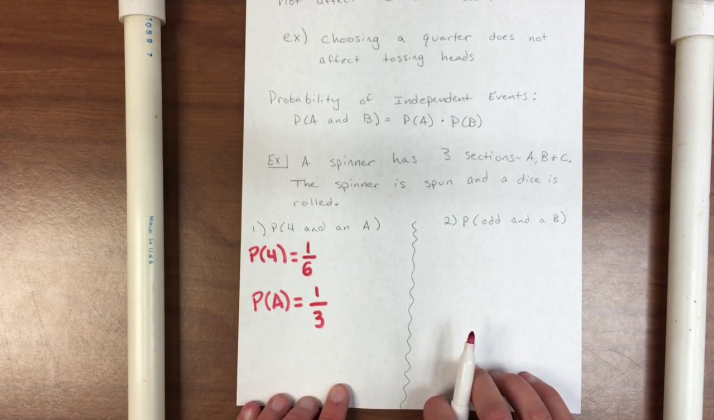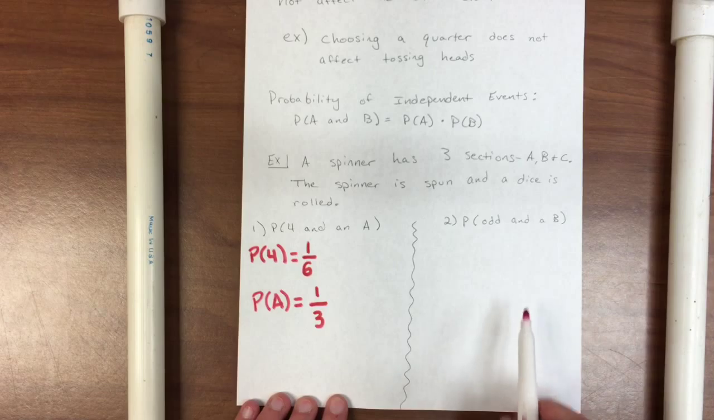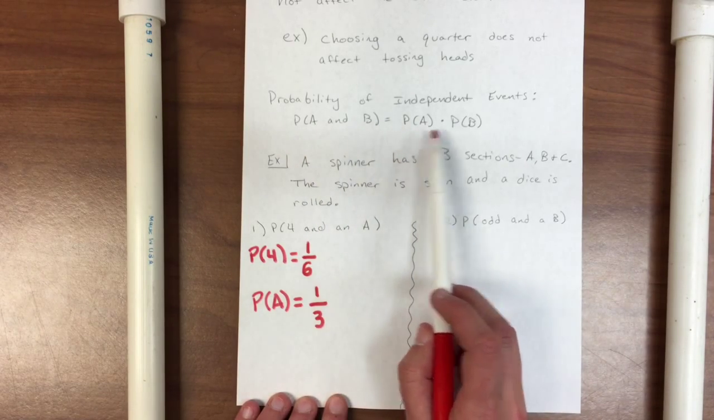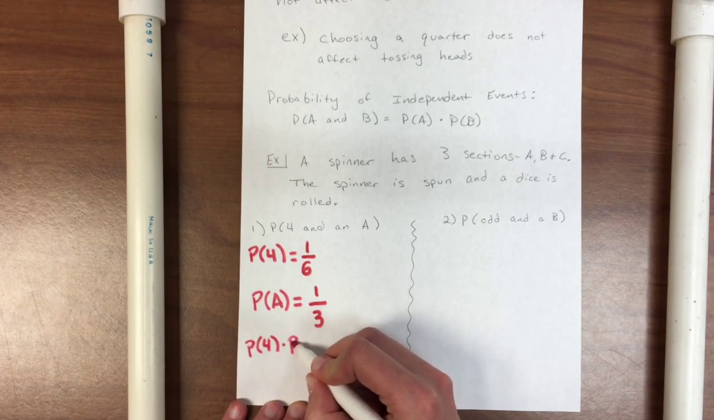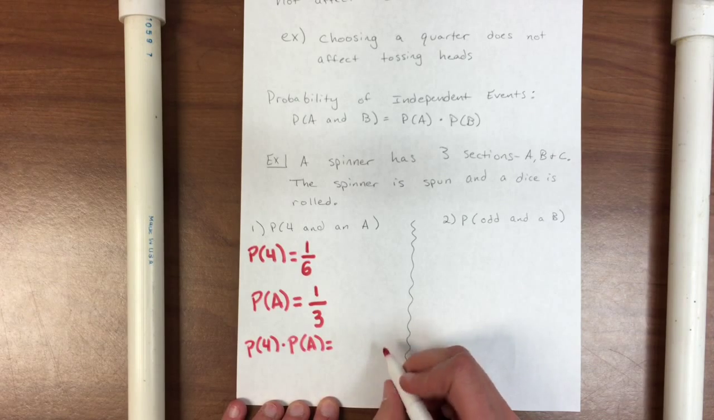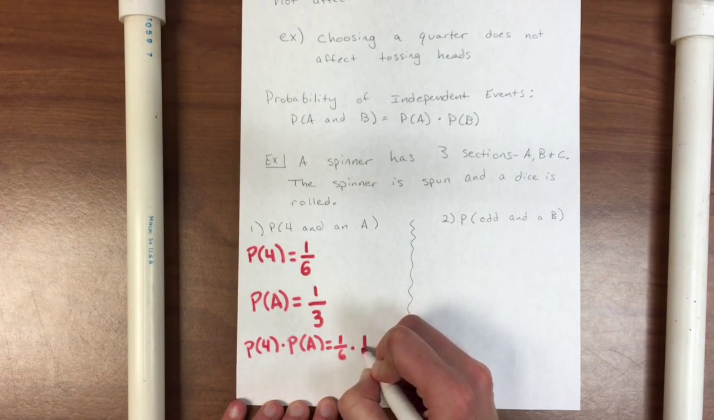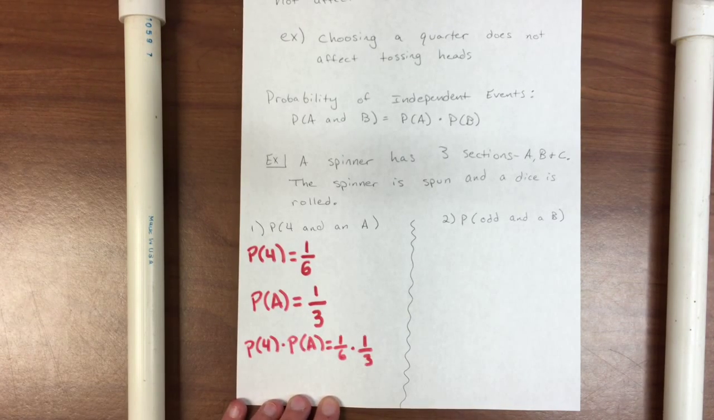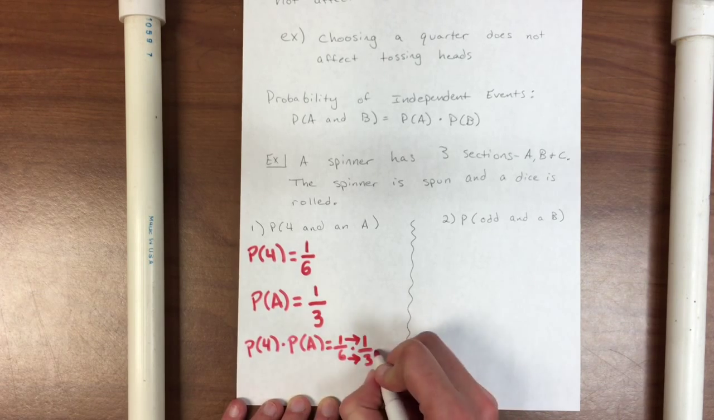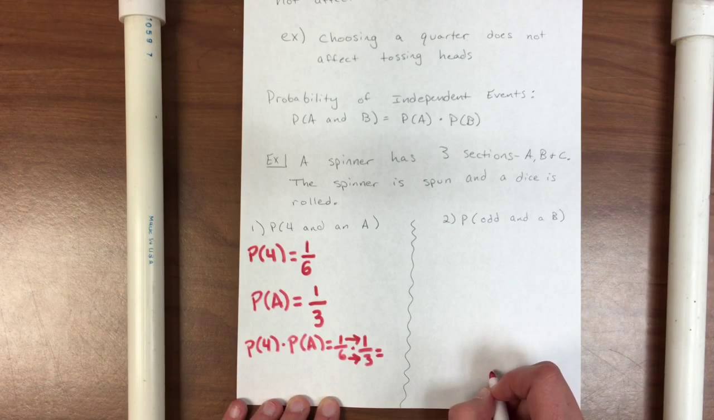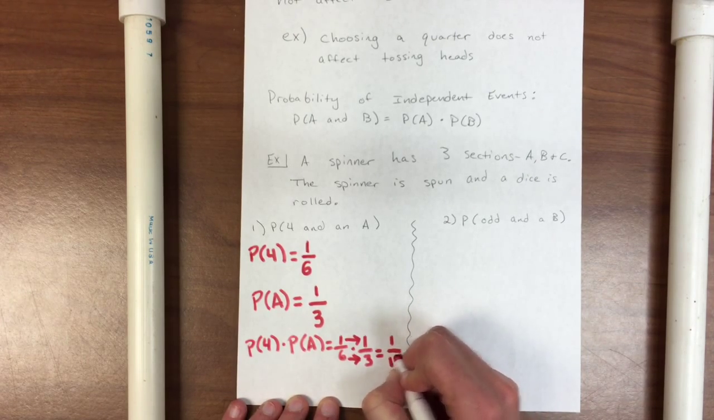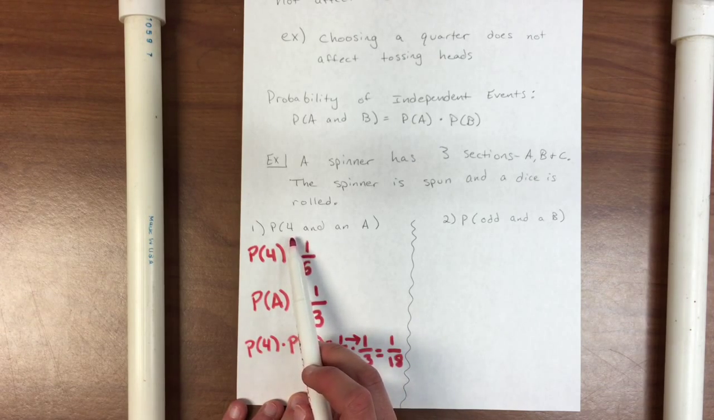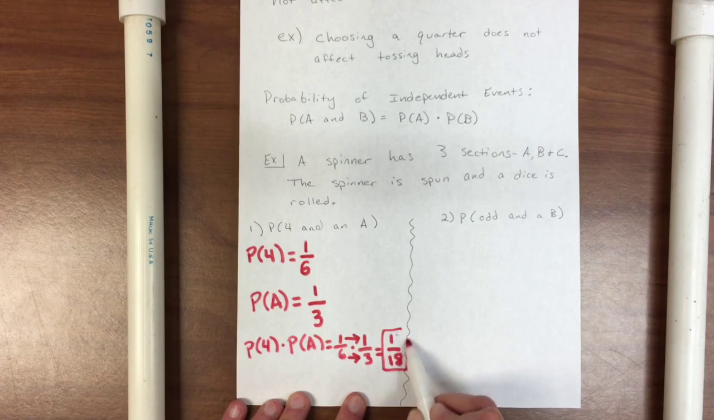So we have our two events. Now what do we need to go back and do? Well, looking at our equation, we want the probability of the two events. We have both of them, so we need to multiply them together. So we're going to have probability of 4 times the probability of A. So the probability of 4 was 1 over 6 times the probability of A was 1 over 3. So we're multiplying fractions. We need to go straight across the top and straight across the bottom. So on the top, 1 times 1 is what? 1. And on the bottom, 6 times 3 is what? 18. So our probability of rolling a 4 and spinning an A is 1 out of 18.